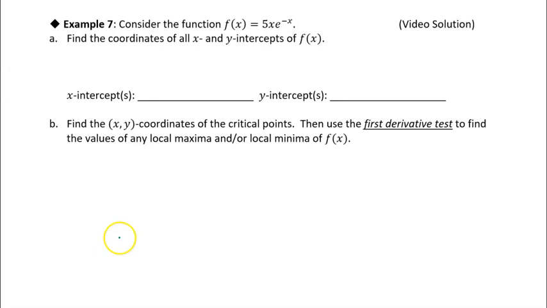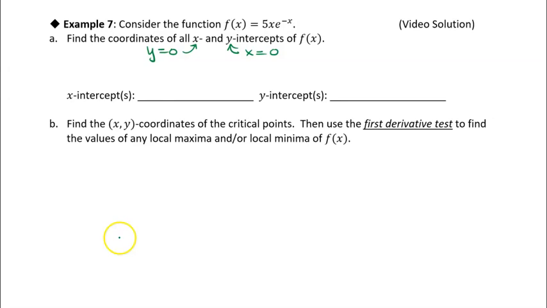The first task is just to find the coordinates of all the x and y intercepts. Remember that the x-intercepts occur when y equals 0, so y equals 0 gives you the x-intercepts, and when we set x equal to 0, we get the y-intercepts. Everywhere on the x-axis, y is 0, and every point on the y-axis, x is 0.